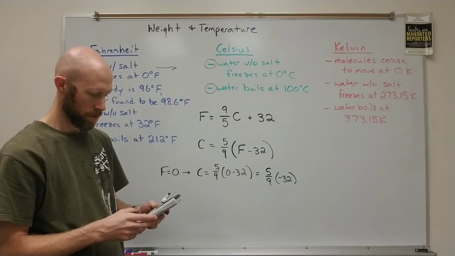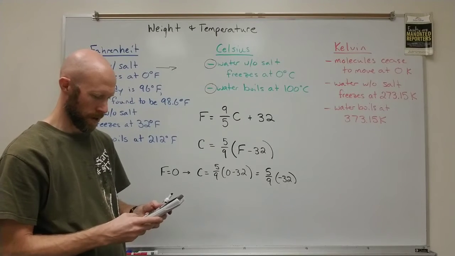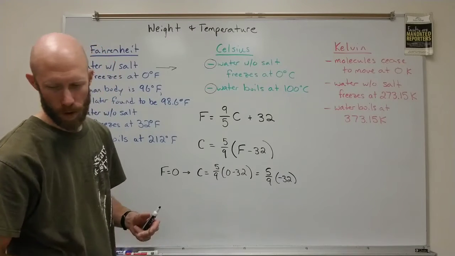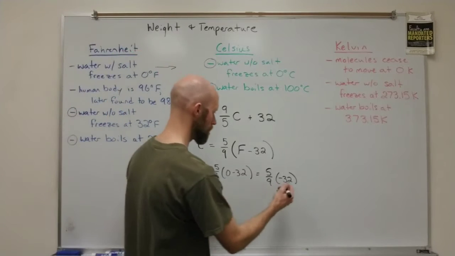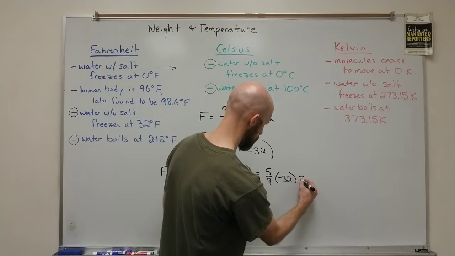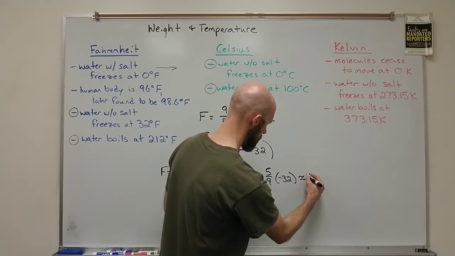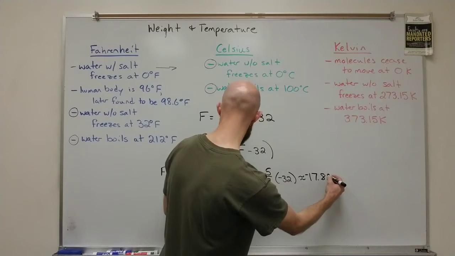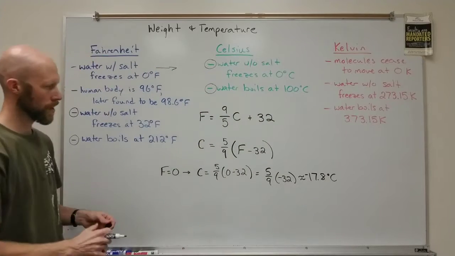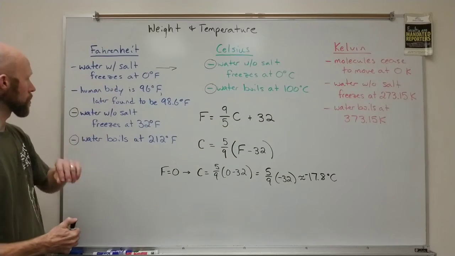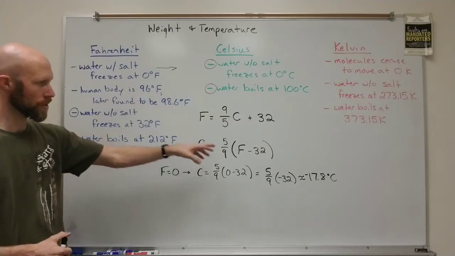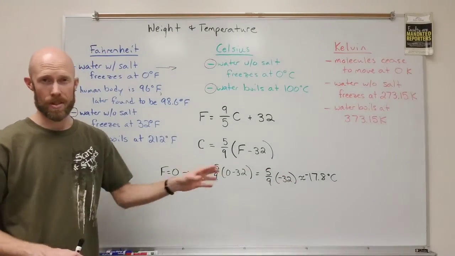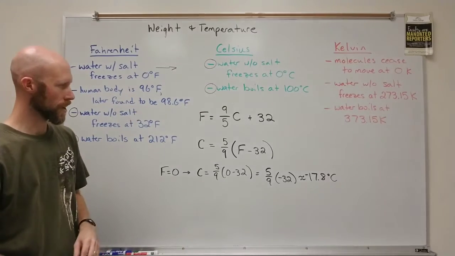And, wait a minute. Oh, I did that wrong. There. It's around 17 7/9. So it's approximately, if I round it off, negative 17.8 degrees Celsius. Okay. So the freezing point of water with salt is negative 17.8 degrees on the Celsius scale. Okay, it's 0 on the Fahrenheit scale.